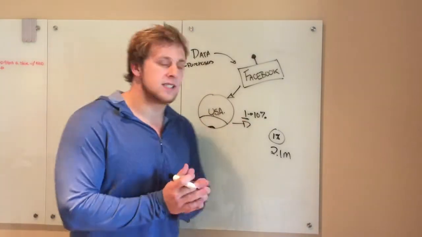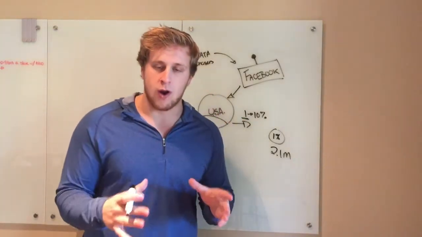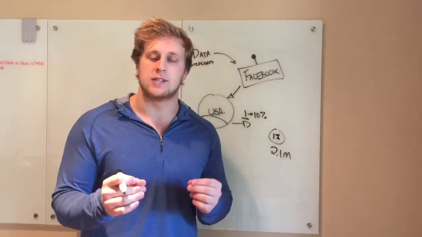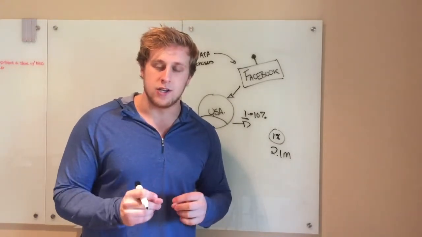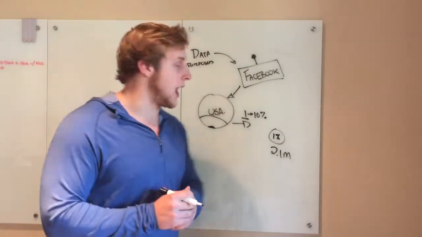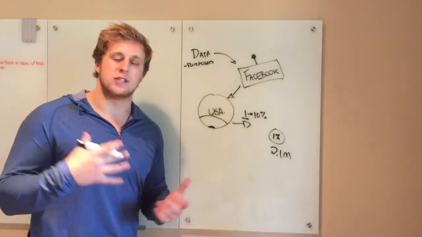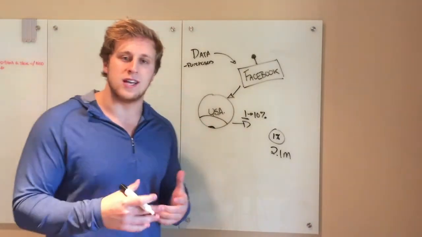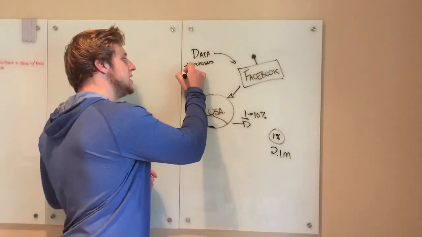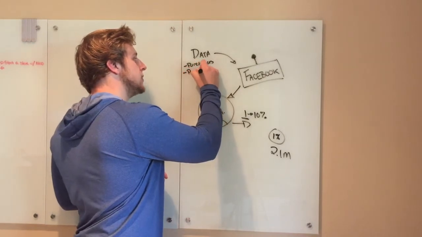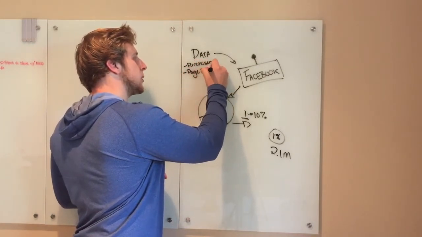Now, what kind of things can we give Facebook? This is where it gets incredibly complex, and I'm gonna tell you guys the best ones you need to use in order to optimize your ads. So we can give Facebook things like purchasers. We can also give them things like page engagement, okay? So page engagement is a new one that Facebook allows us to use.